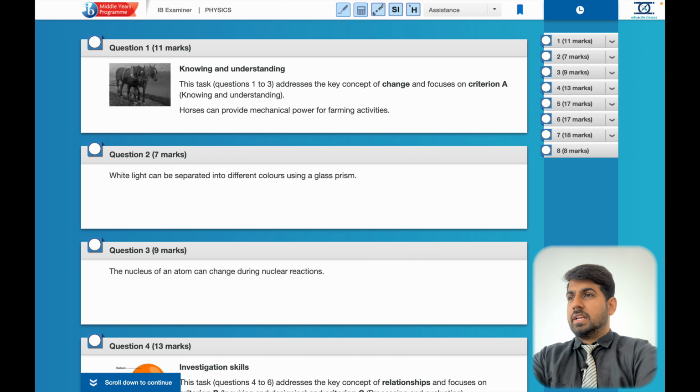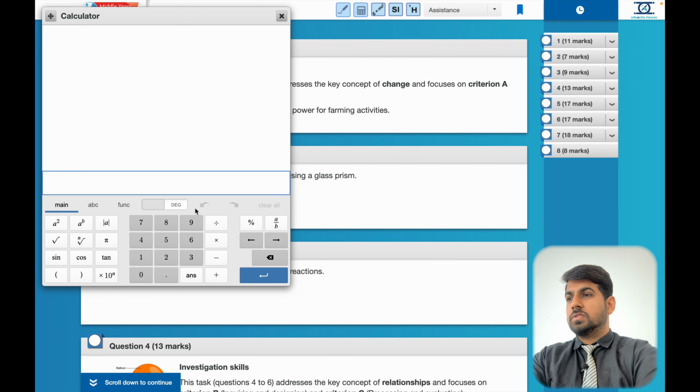Now this is the IB examiner portal I have received from the IBMYP Physics. I will go through the things which you will need for your examination. You can see at the top, this is your highlighter if you want to highlight something. This is the calculator which you can use for all your calculations. I will also use the same so that you will get an idea how to use this calculator.